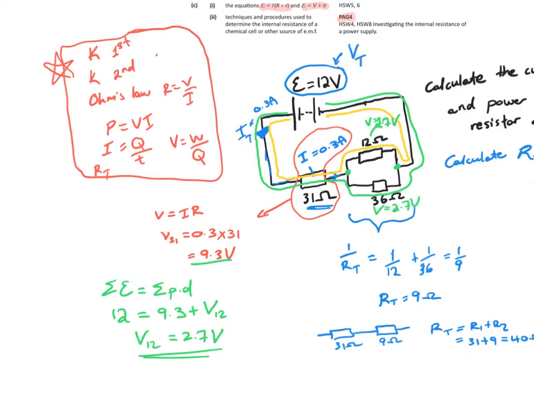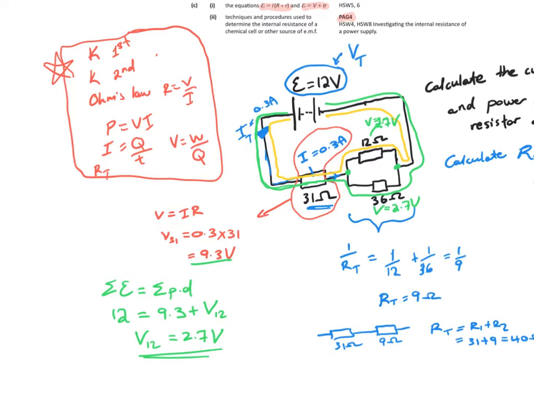If you go around the loop as well, the green loop, you'll notice that that's going to be 9.3 plus 2.7. It comes up to 12 either way. So I've calculated the potential difference across each resistor. I know the total potential difference in the circuit already because they gave it to me.